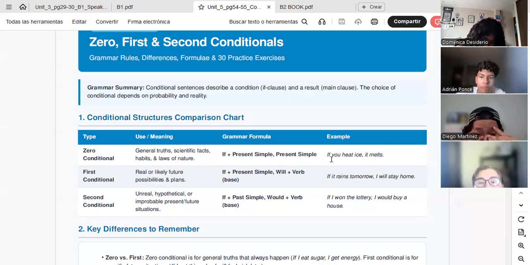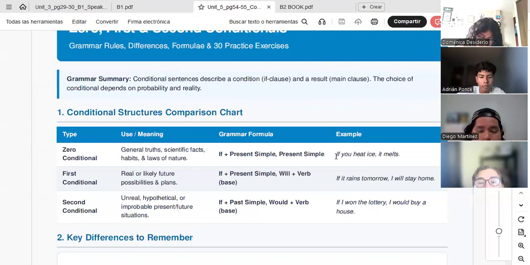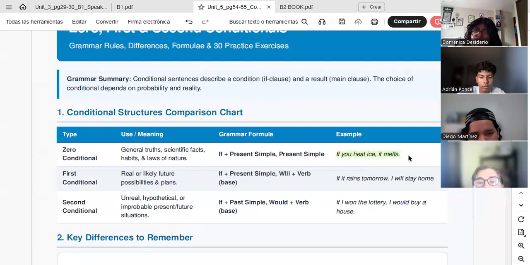So, for example, if you heat ice, si calientas hielo, it melts, se derrite. Esto es comprobado científicamente, esto es una verdad universal. Si derriten hielo, pues se derrite. Si calientan hielo, se derrite. So, notice.